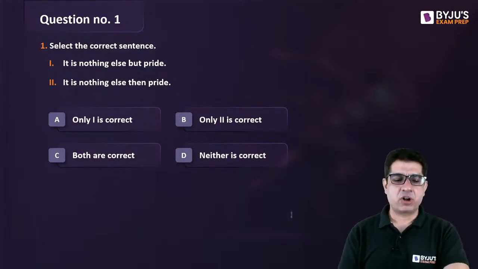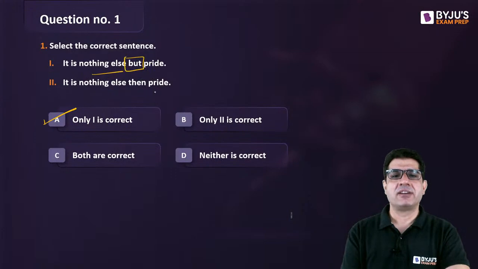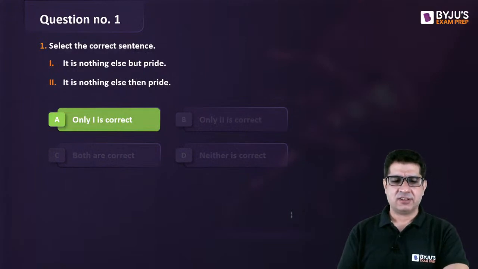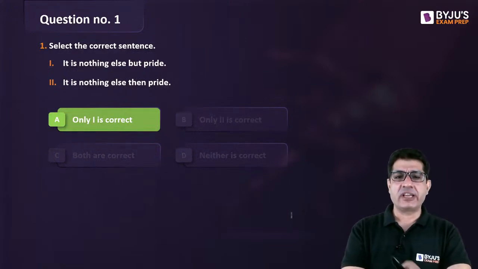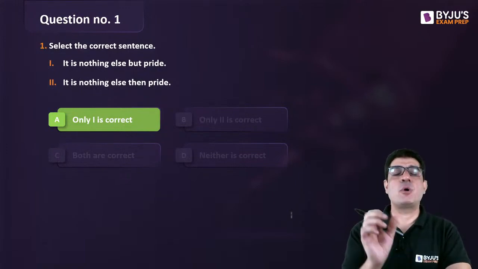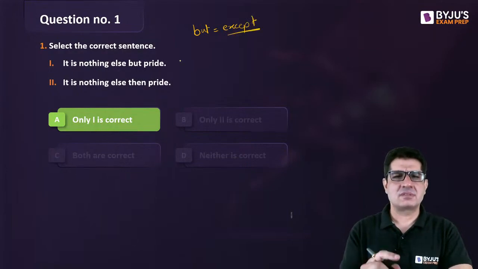Okay, so Nidhi has set the ball rolling. Nancy too, yes. Oh, fantastic. So you guys are absolutely spot on. The correct answer is indeed option A, nothing else but. We don't use then here, and thus A is your right answer. So no doubt about it. So B, second, it is nothing else then pride is the wrong structure. Nothing else but in this sentence is basically used in the sense of except. So that's what we basically use.